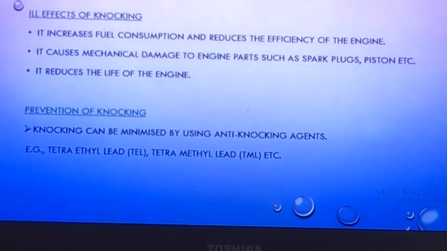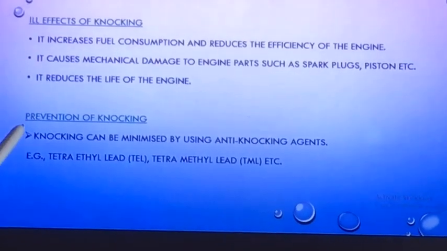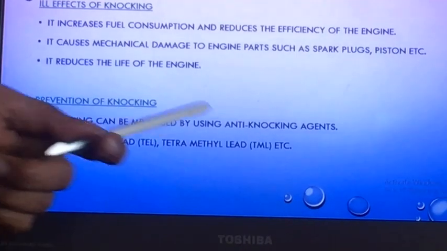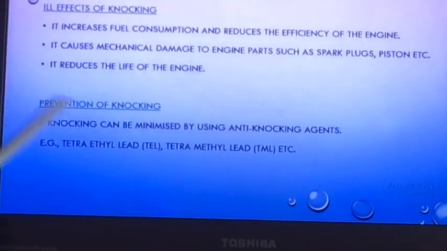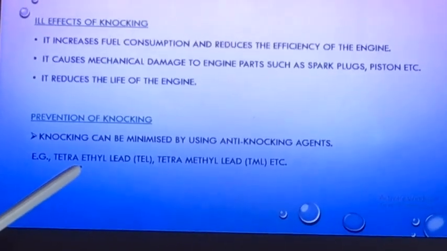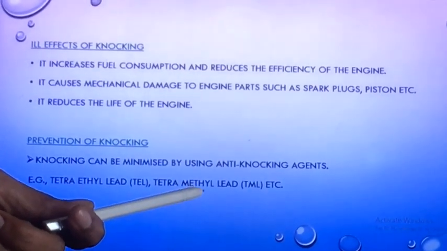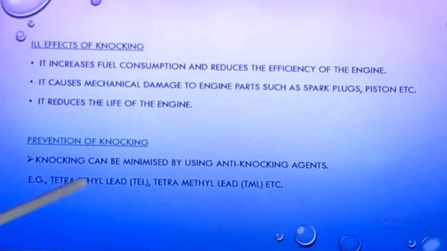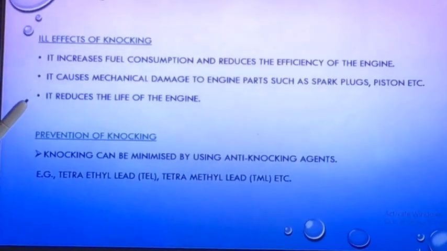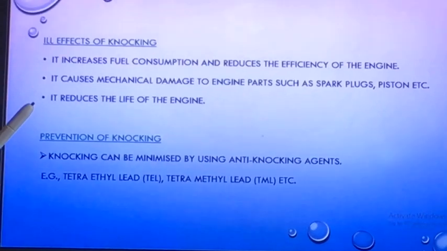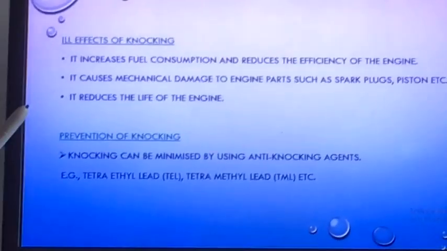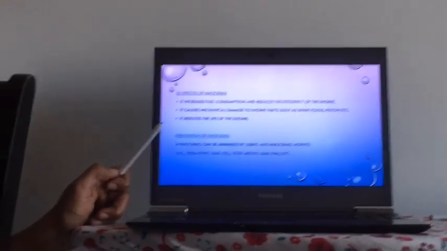And now, how to prevent knocking. Knocking can be prevented or minimized by making use of anti-knocking agents. Examples of anti-knocking agents are tetraethyl lead, tetramethyl lead, etc. When these anti-knocking agents are added in little amounts to petrol, they can reduce knocking because they will increase the octane number of the fuel.